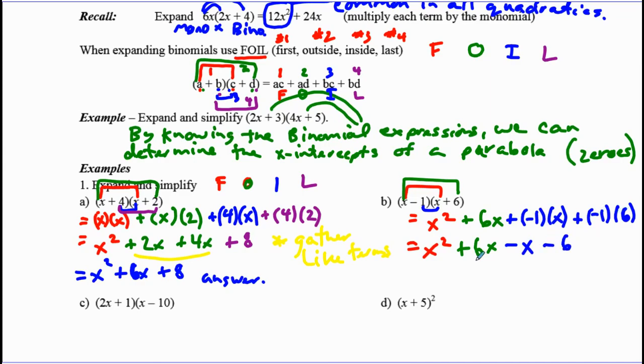Okay, we have like terms again. And now we have, oh, come on. X squared, now 6 minus 1 is 5x, and minus 6. And that's it. That's your answer.